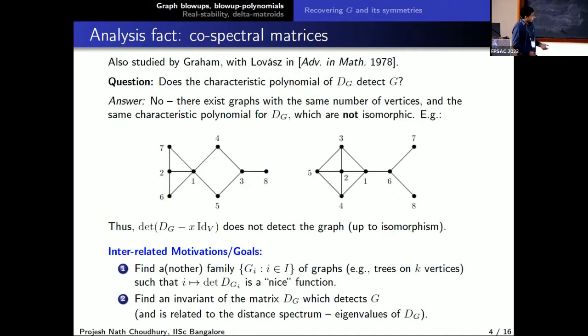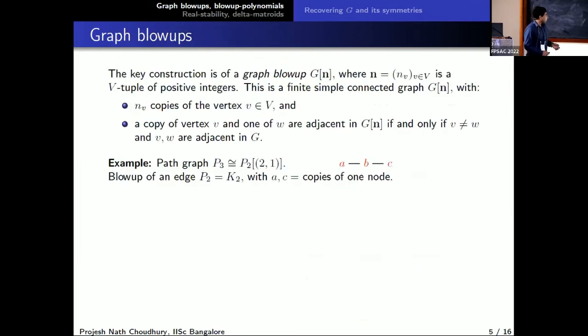So the goal of this talk is to tell you that, indeed, these motivations are achieved with the same object, and the object I want to tell you about is called blow-up polynomials, and the family here is called blow-ups of graphs. So let us begin with the family, then come to the invariant.